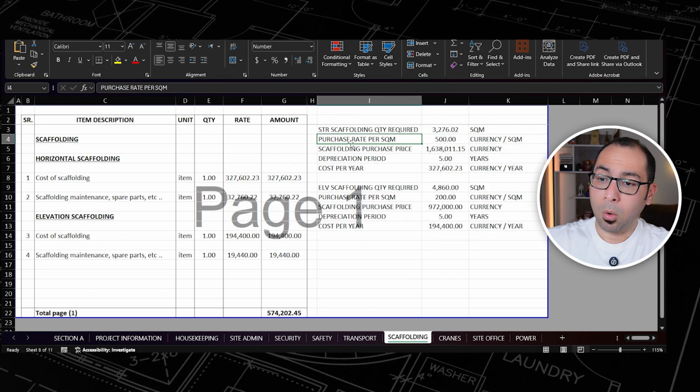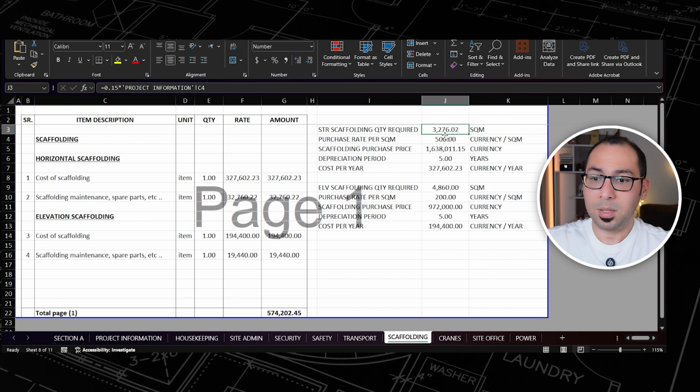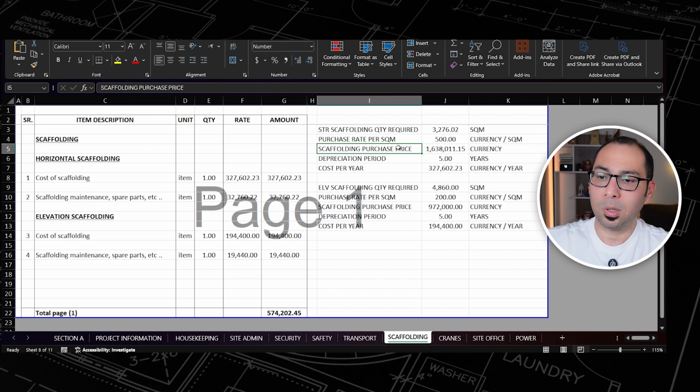Very good. Now, what is the purchase rate per square meter? I am assuming here 500. So if I am going to purchase these scaffoldings, 3,200 square meters, if I multiply that by 500, I'll get a scaffolding purchase price of 1.6 million.